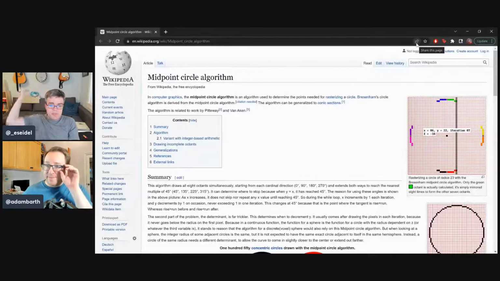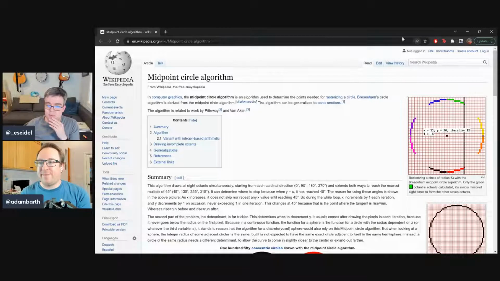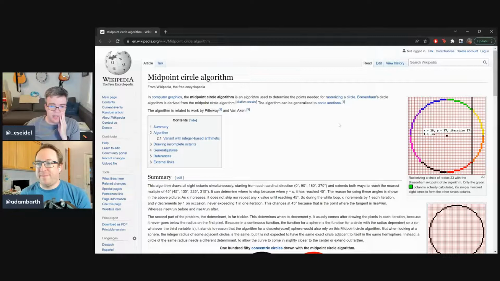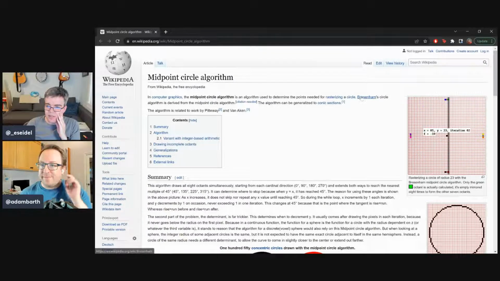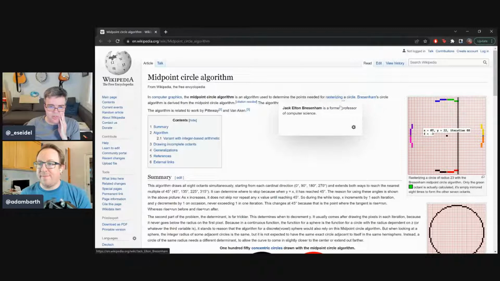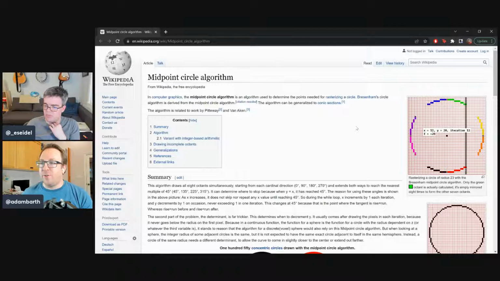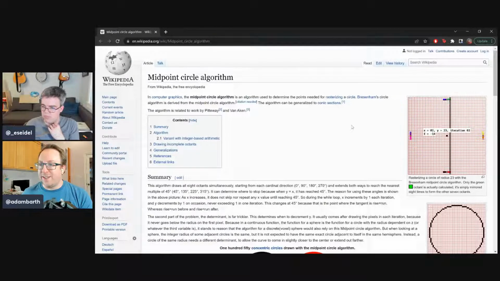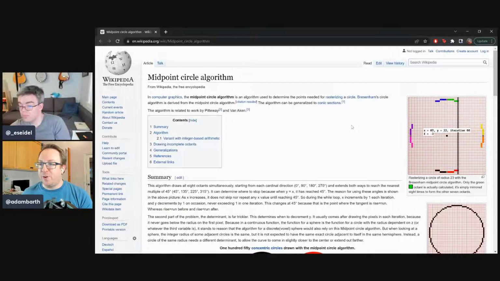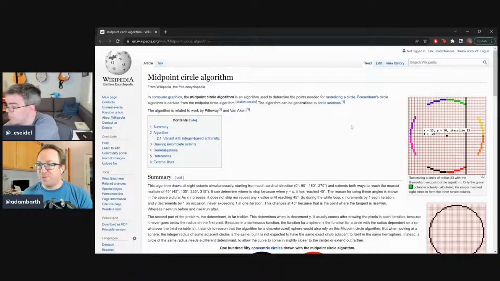In computer graphics, the midpoint circle algorithm is an algorithm used to determine the points needed for rasterizing a circle. Bresenham's circle algorithm is derived from the midpoint circle algorithm. The algorithm can be generalized into conic sections. If you look at this picture on the right, there are 8 different colors, like 8 slices of pizza. And so I think it will draw 1/8 of the circle. Okay, makes sense.